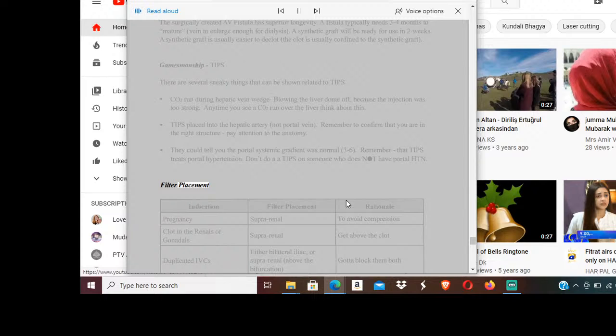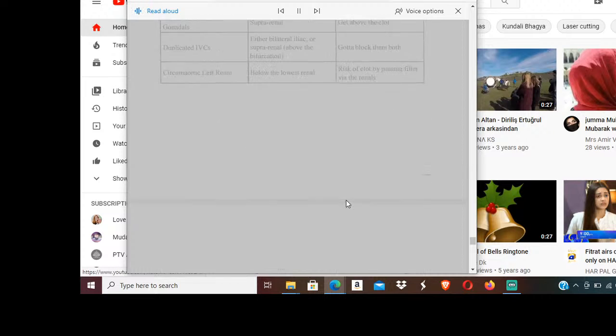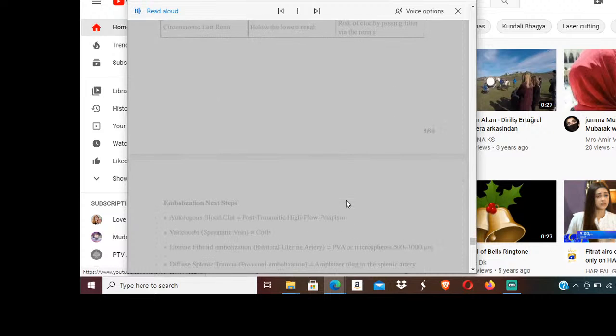Filter placement. Indication and filter placement rationale: pregnancy, suprarenal to avoid compression. Clot in the renals or suprarenal, get above the clot. Gonadals, either bilateral iliac or duplicated IVC, suprarenal, above the gonadals, block them both at the bifurcation. Circumaortic left renal, below the lowest renal, risk of clot bypassing the filter via the renals.